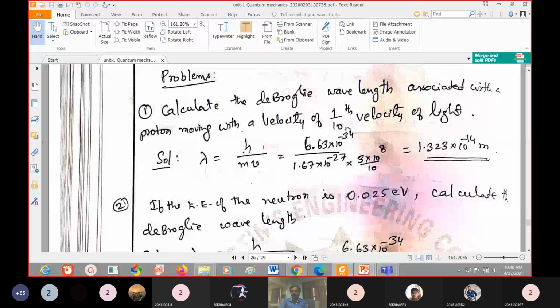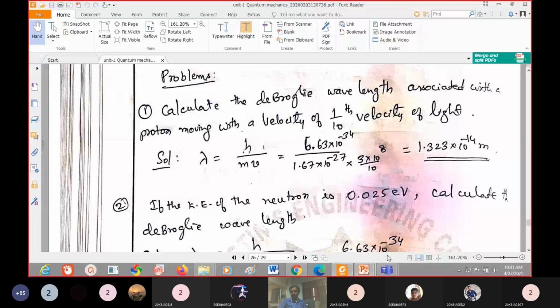Velocity is given as 1/10th of the light velocity, so that's why we are taking c by 10. So v is equal to c by 10. If you substitute this value here, c is the speed of light, m is the mass of the electron, and h is Planck's constant. If you substitute all the values, we can get the lambda value here.